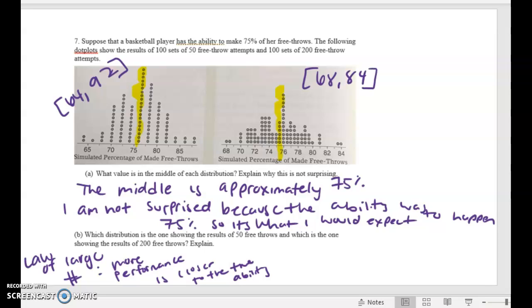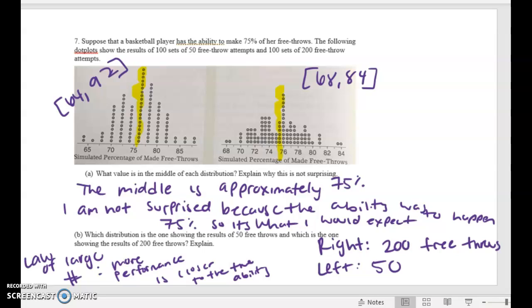So comparing those two, the one on the right is much closer together, which means that it's more concentrated. Also, the dots are more concentrated. They're not as spread out. So the one on the right represents the 200 free throws. Because the data is closer together, which means I have more samples, so it's like getting closer and closer to what the actual ability is. And that also means that the one on the left is the one that represents 50 free throws because there's not as much data, meaning I have more room for variability. Variability means that it's like all over the place. It's not necessarily consistent in one place because I am not looking at as many samples.